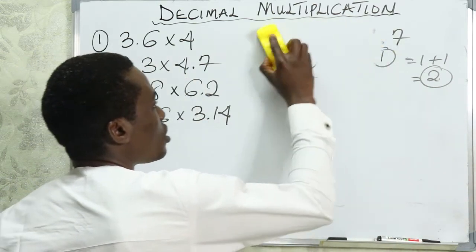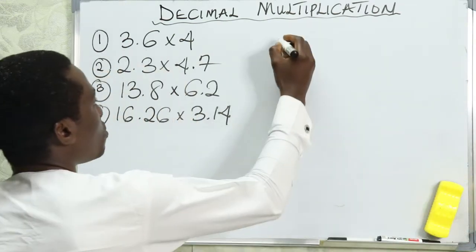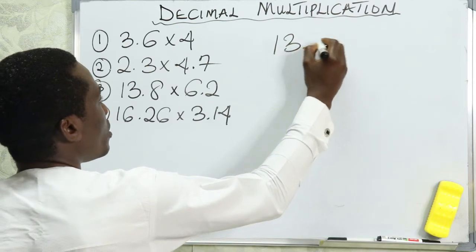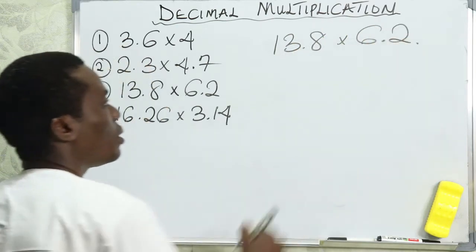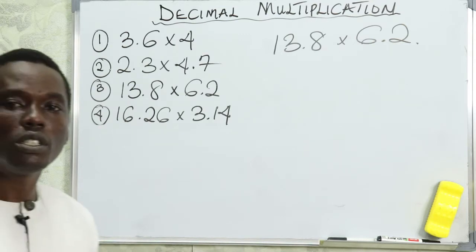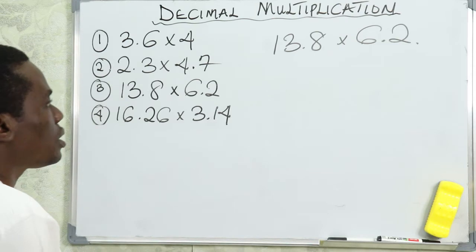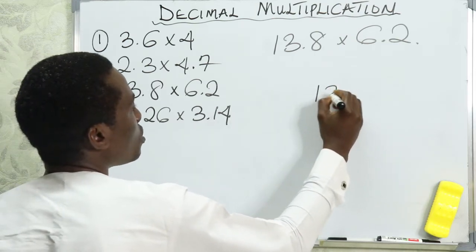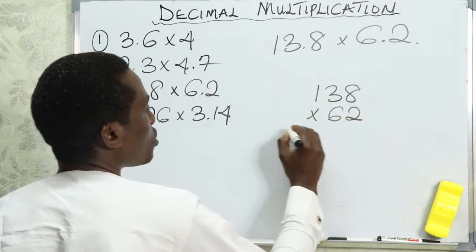In the next question we are asked to multiply 13.8 times 6.2. So the first thing you need to do is to multiply as if there was no decimal place. So that will give us 138 multiplied by 62.